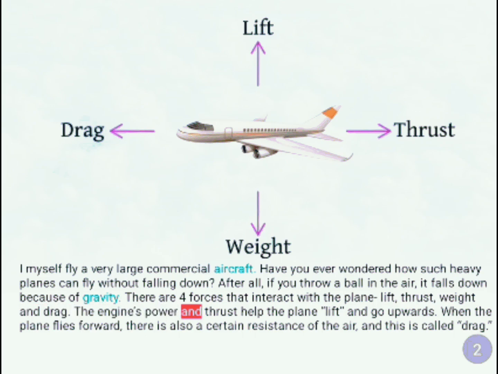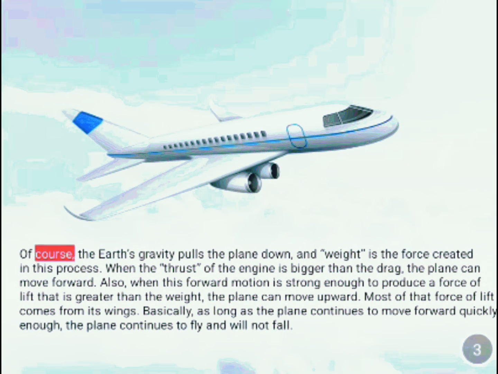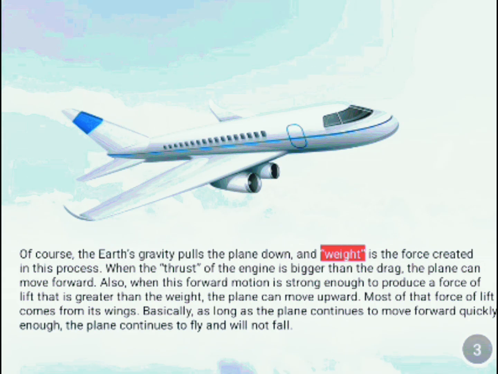The engine's power and thrust help the plane lift and go upwards. When the plane flies forward, there is also a certain resistance of the air, and this is called drag. Of course, the Earth's gravity pulls the plane down, and weight is the force created in this process. When the thrust of the engine is bigger than the drag, the plane can move forward.